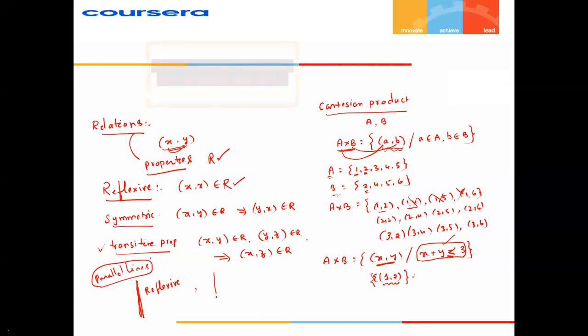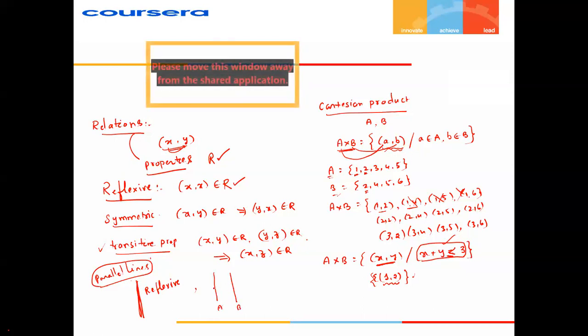Suppose there exists a line A, and there exists another line B. Now A is parallel to B, then B is also parallel to A, right? If you see here, (x, y) belongs to R implies (y, x) belongs to R. That means whenever A is parallel to B, then B is also parallel to A. That means it is the symmetric property, right?